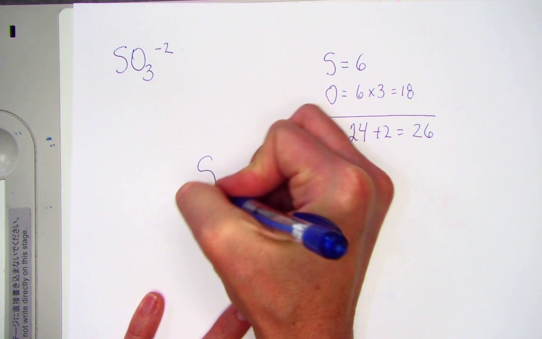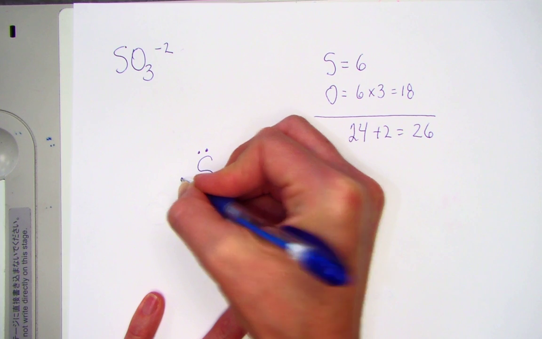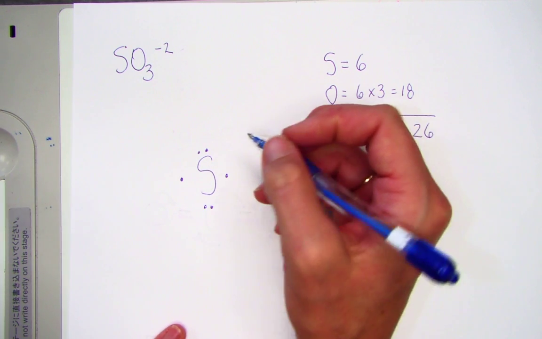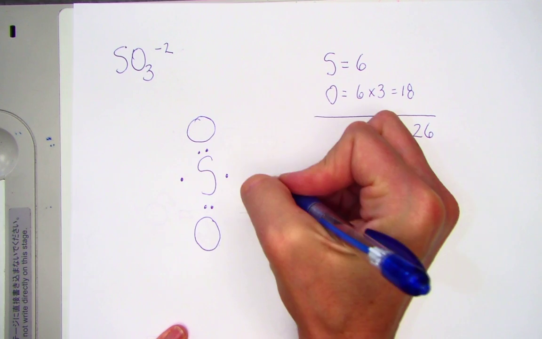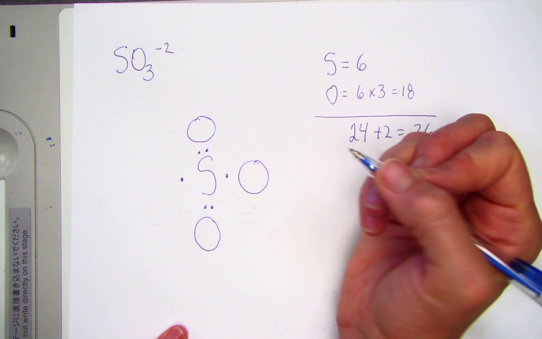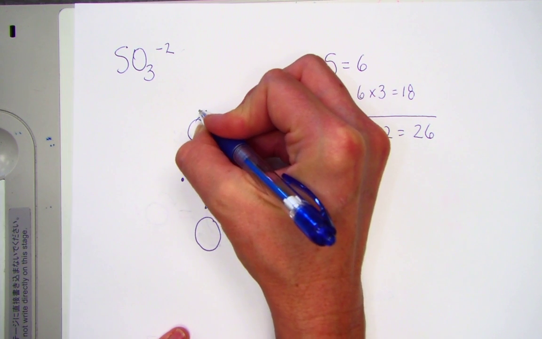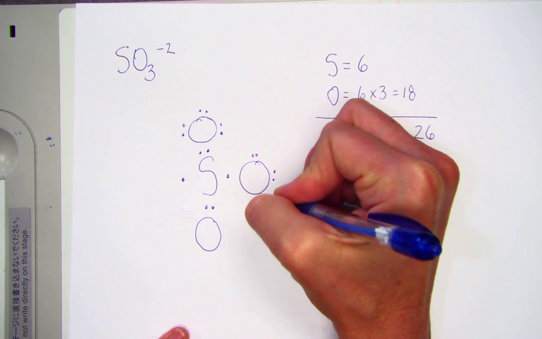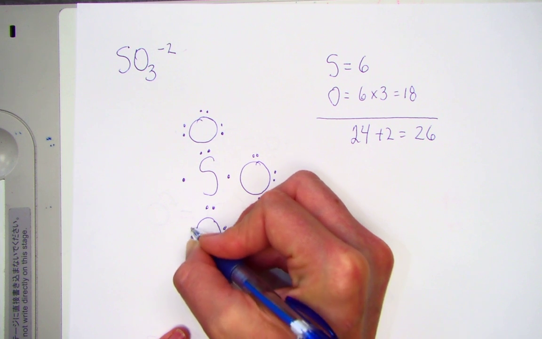Thinking symmetry, sulfur with its 6 valence electrons, 1, 2, 3, 4, 5, 6 open spots. If I place an oxygen top, bottom, and right, again I have 3 oxygens to place. I can put the shell around the oxygen and complete its octet. 2, 4, 6, 8, 2, 4, 6, 8.